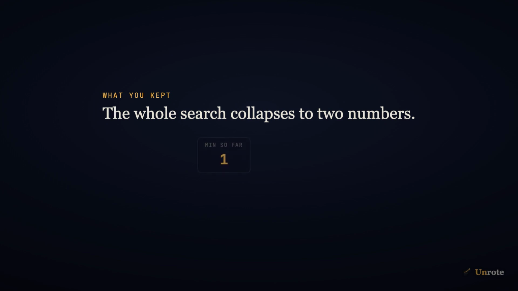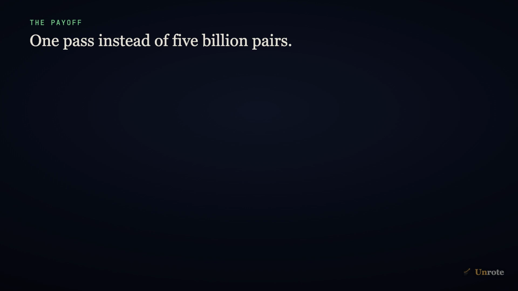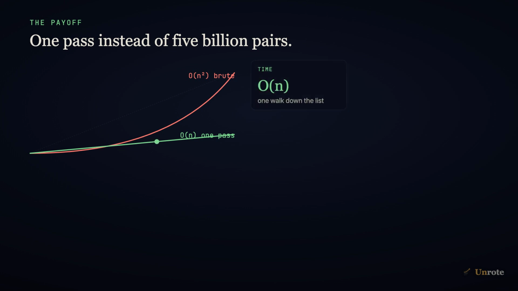Look at everything we kept, 2 numbers, the cheapest price so far and the best profit so far. No nested loop, no second array, just 1 walk down the list. So the cost, 1 pass is order n, linear time. 2 variables is order 1, constant space. That 5 billion pair nightmare is gone. 100,000 days is now 100,000 simple steps.